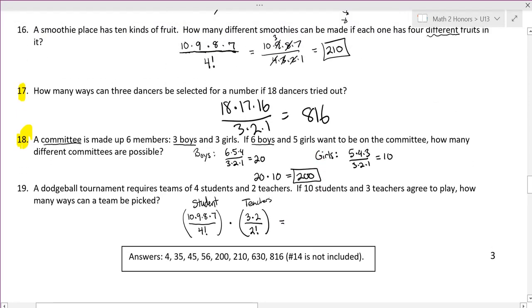The student one kind of matches the exact math we did in 16, and so for students we get 210. For teachers, this one's not too hard. 2 factorial is 2, so we're going to end up with 3 different ways. And then you multiply those together, 210 times 3, and you're going to get 630.